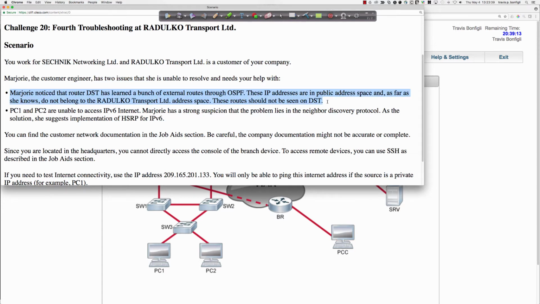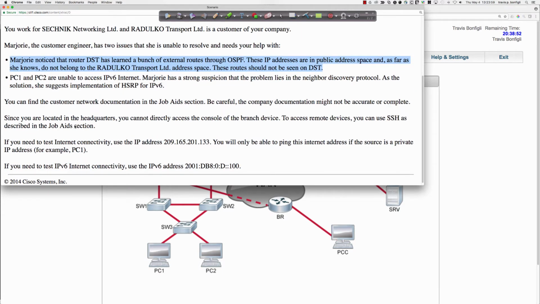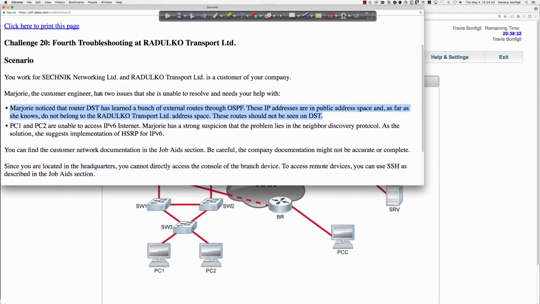Marjorie noticed that the router DST has learned a bunch of external routes through OSPF. These addresses are in the public address space and, as far as she knows, do not belong to the Radulko Transport Limited network. So the route should not be seen on the DST router, that distribution router. We've got two IPs, and let me write these down for internet connectivity testing: 209.165.133, and then the 2001:DB8:0D::100. Those addresses have been written down so that we don't have to refer back to them.